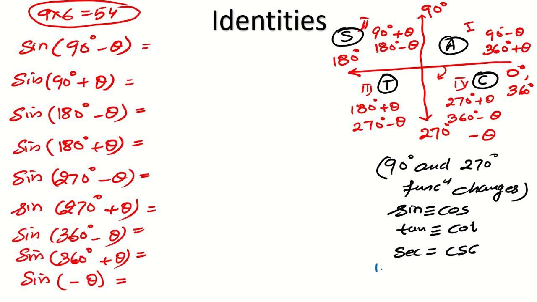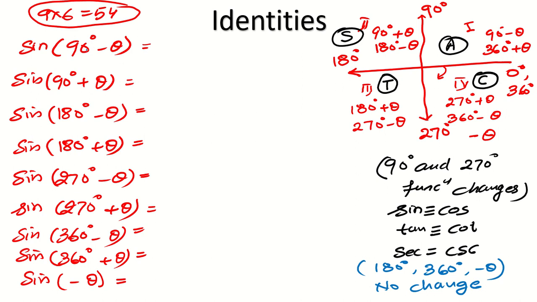But if the angle is 180°, 360° or it is minus theta, then there will be no change in the function. No change in the function. If it is sine, it will remain sine. If it is cos, it will remain cos.